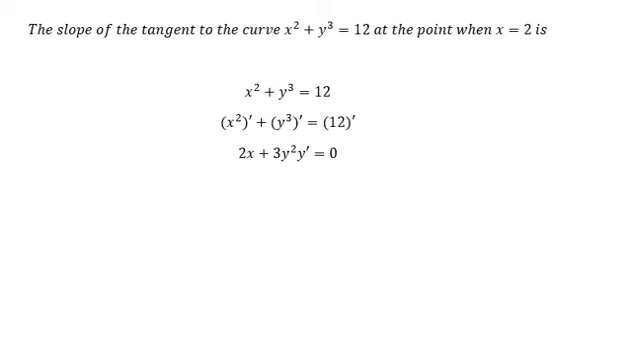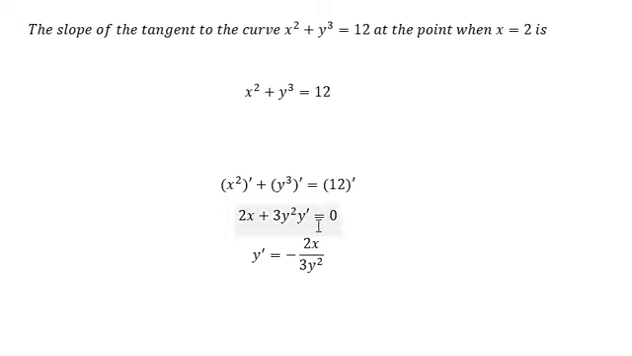Next, I will move 2s to the right, and later we divide both sides by 3y squared, and we have negative 2s over 3y squared. Now the next one, we need to find the value of y.